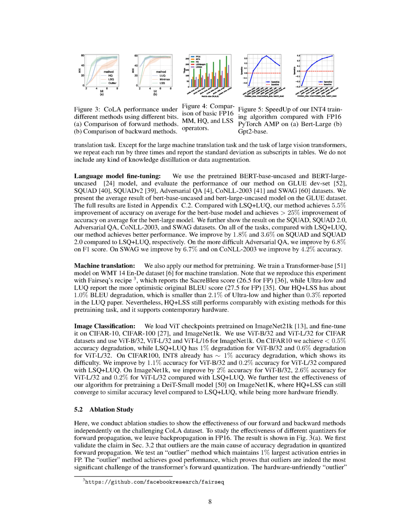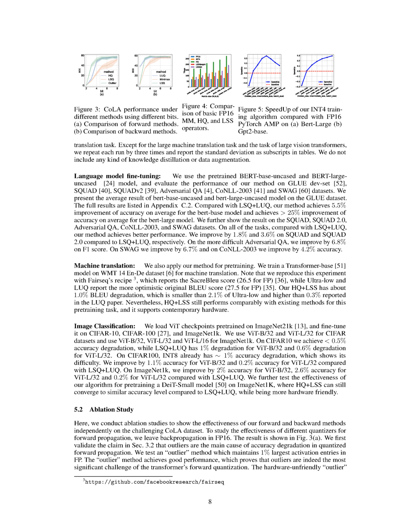Additionally, we conducted ablation studies to examine the individual effectiveness of our forward and backward methods on the challenging CoLA dataset. To test the different quantizers for forward propagation, we left the backpropagation in FP16. We initially validated the idea that outliers are the primary source of accuracy degradation in quantized forward propagation. To do this, we examined an outlier method that keeps the 1% largest activation entries in FP16.